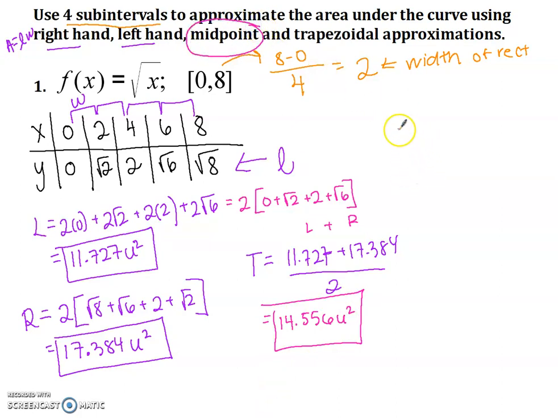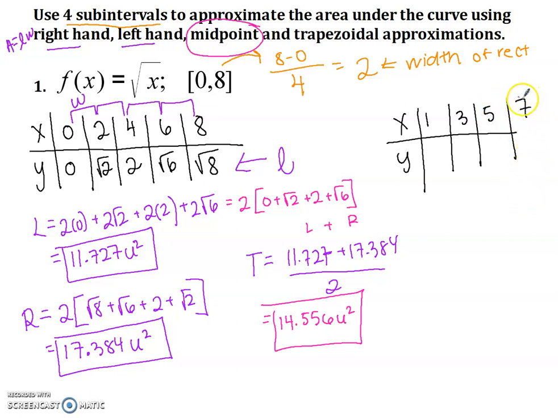Then the last type we have to do is the midpoint. So for the midpoint ones, you have to create a new table. Because this time we're not using these x values, we're using the midpoint of them. So the midpoint of 0 and 2, that's just 1. The midpoint here is going to be 3, then it's going to be 5, and then it's going to be 7. So again, take these numbers, I'm plugging them into the equation. So square root of 1 is 1, square root of 3 is square root of 3, then we've got square root of 5, square root of 7.